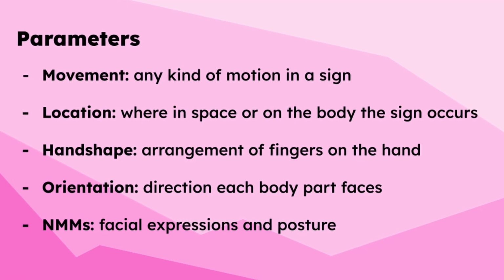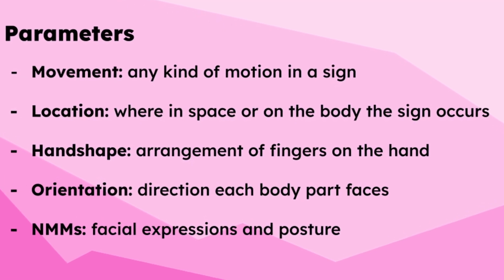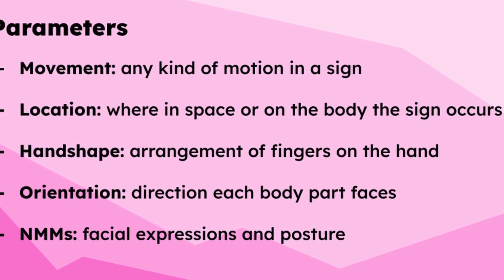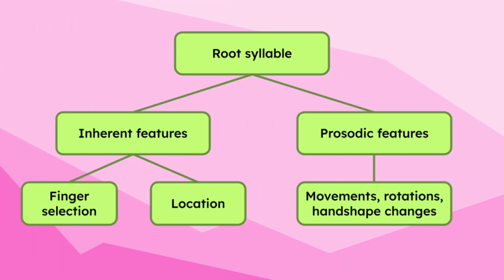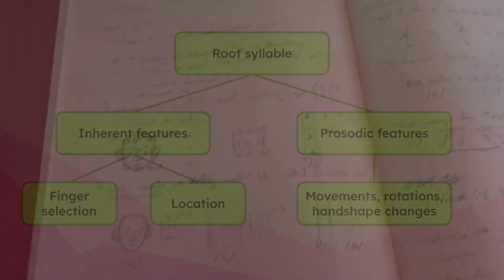Parameters can be thought of as the surface features of the sign, but underlyingly there's a lot of debate about how syllables are actually arranged. Tzasang is influenced by the prosodic model, which divides syllables into 2 branches. Inherent features include the handshape, including what fingers are selected within, as well as the location of the syllable. Prosodic features include all kinds of movements, even rotations and changes in handshape. All features are specified once per syllable.